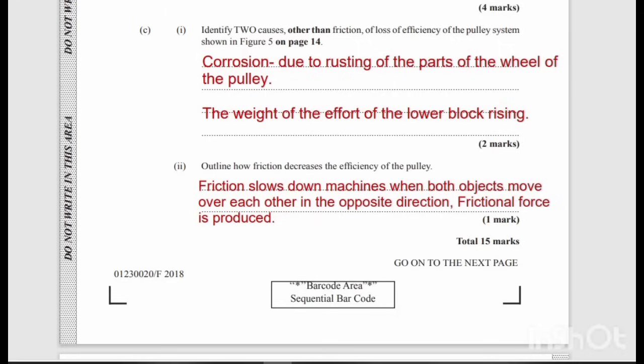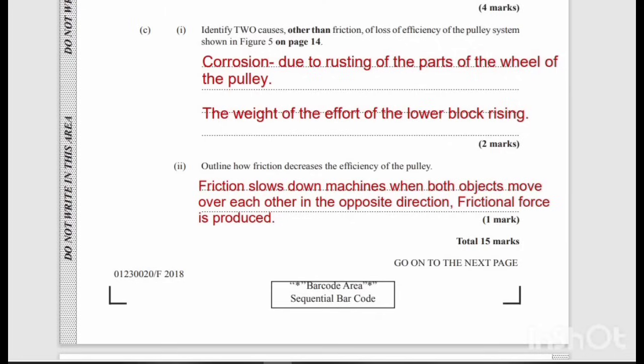Also, if the material that makes your pulley, the rope, is weaker, that could also affect the efficiency of the system. So anything that could affect your pulley from working properly could be one of those that will give you the mark, 2 marks for that.